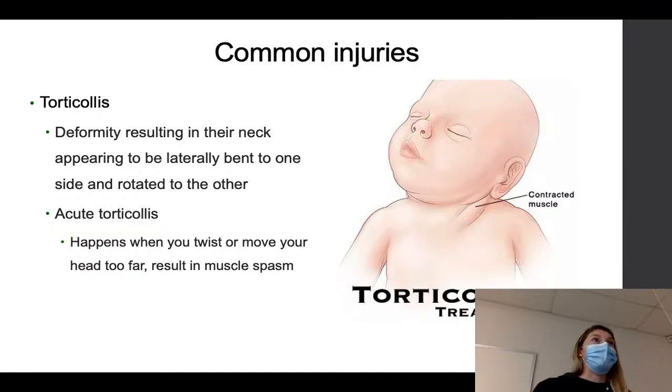But acute torticollis, acute basically means an injury that just happened. Acute torticollis is what happens to you guys. Have you ever woken up and you can't move your neck? That's acute torticollis. As you get older, you'll have that happen a lot. That's what happens when you twist or move your head too far and you get a bad muscle spasm and you get kind of stuck and you have that stiff neck. So acute torticollis, stiff neck.